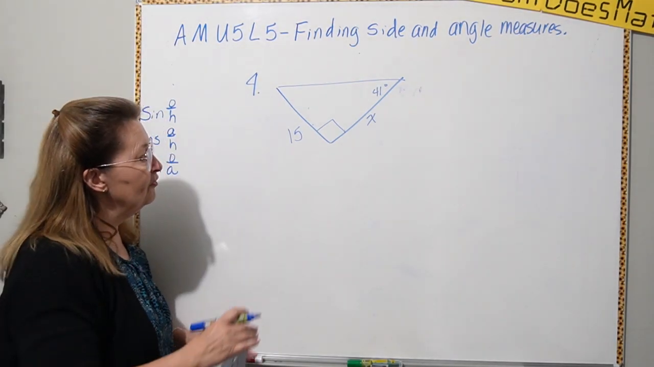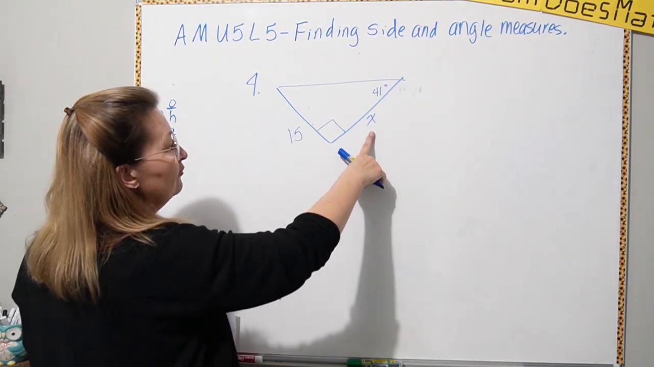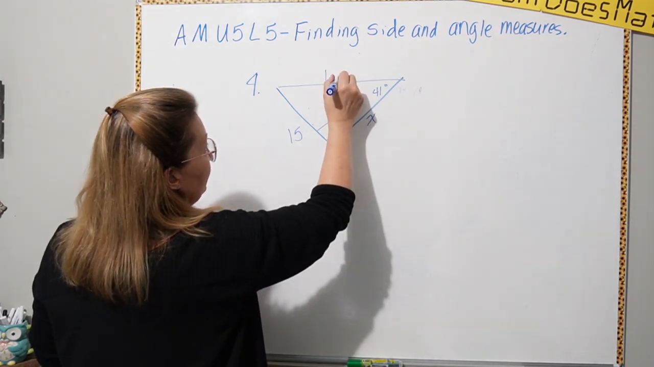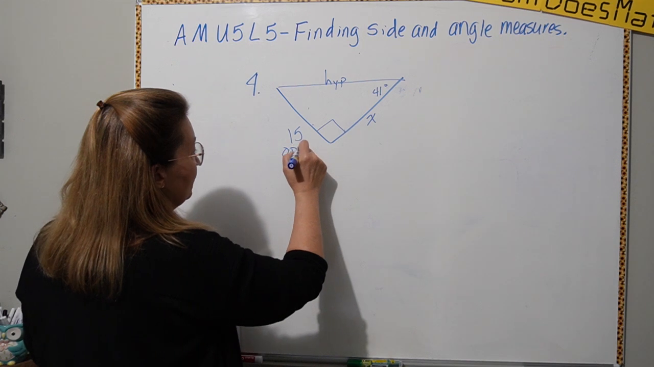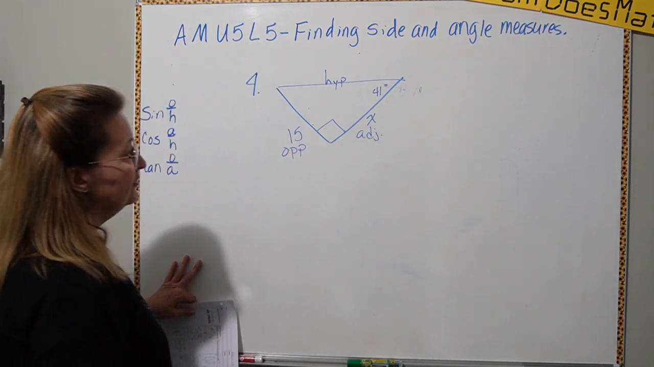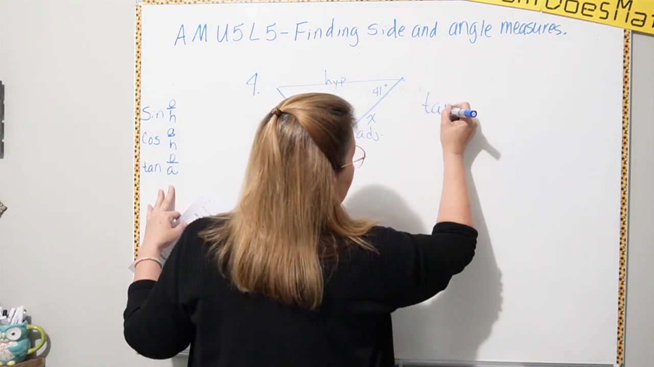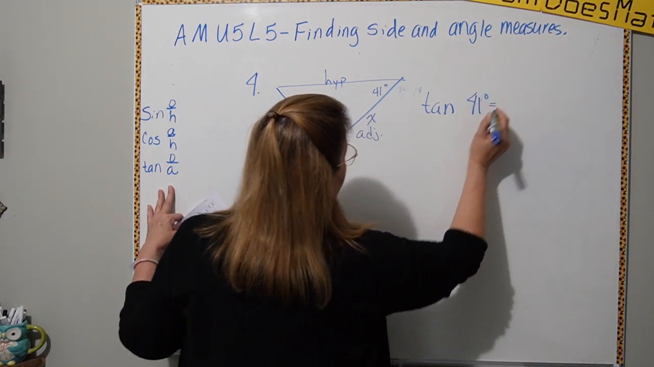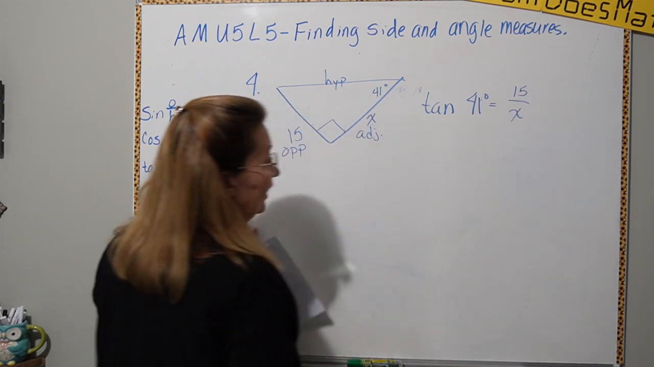Okay, same thing for number 4. We have one angle and we have a side that we know, and we're looking for another side. So which sides are these? Well, here's your hypotenuse up here, and it's not involved at all. So what we have is the side opposite and the side adjacent. Now, which function is concerned with opposite and adjacent? Well, that's going to be your tangent. So we're going to say tangent of the degrees, which is 41, is equal to the side opposite, which is 15, over x.